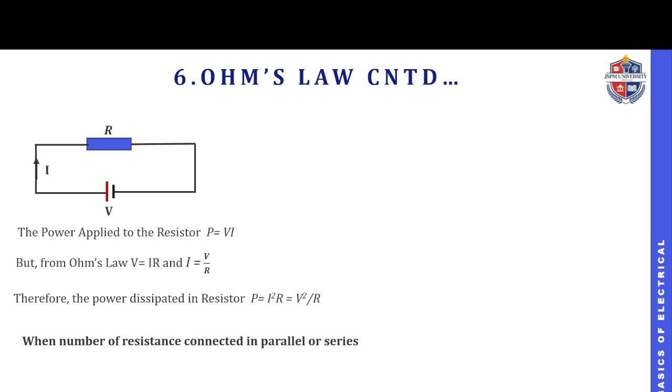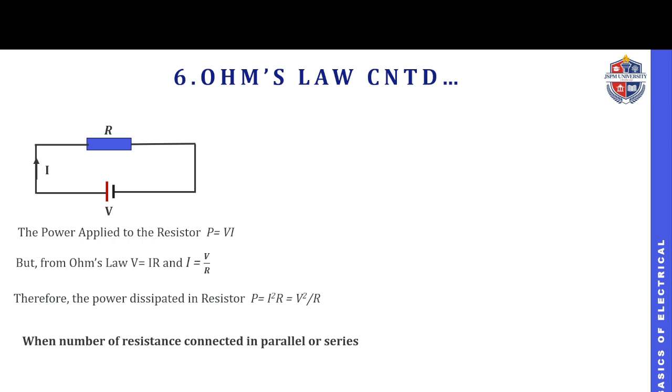When the resistances are connected in series, R equivalent is R1 plus R2. Otherwise, R equivalent is nothing but R1 R2 divided by R1 plus R2. This is for when two resistances are connected in series or parallel. So if you want to know the total power dissipation in the resistances when they are connected in series or parallel, what do we have to do?